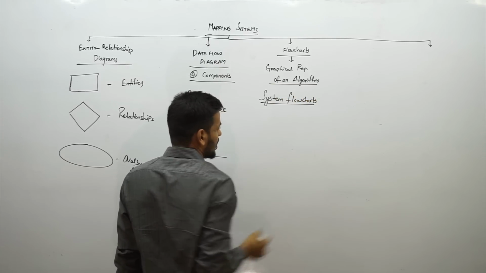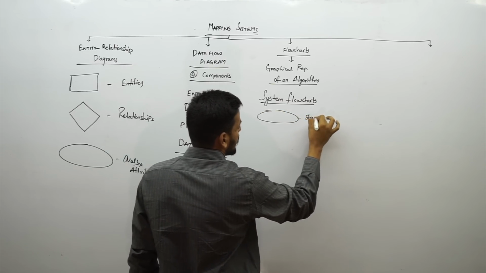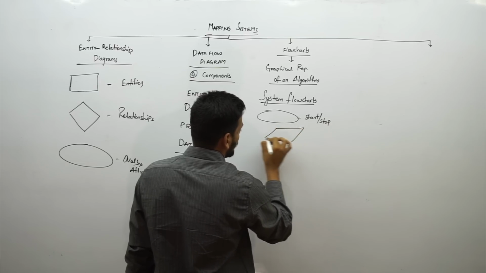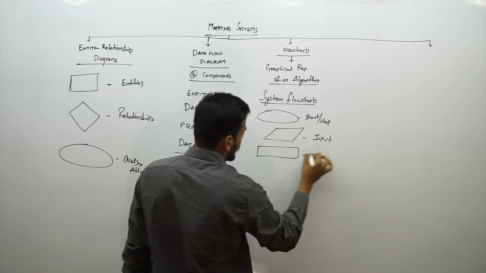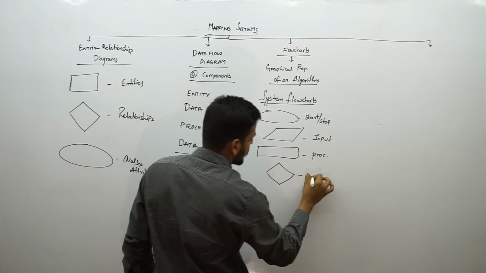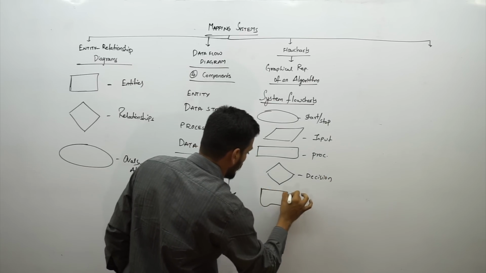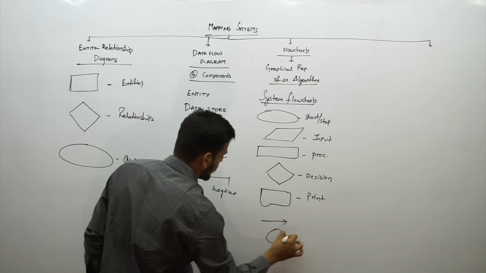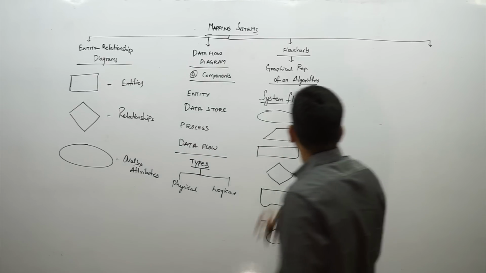So we're talking about system flow charts, and I hope you know the symbols, right? Oval for start or stop, a parallelogram for input box, a rectangle for processing box, then we have a diamond, which is the decision box, and a little extended box, this is the print box, and arrow marks, and then the circle being used as a connector. So the symbols of flow chart.